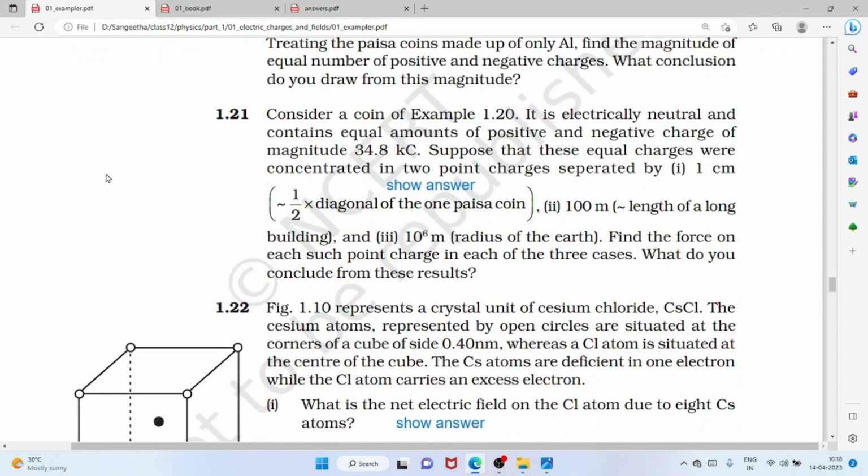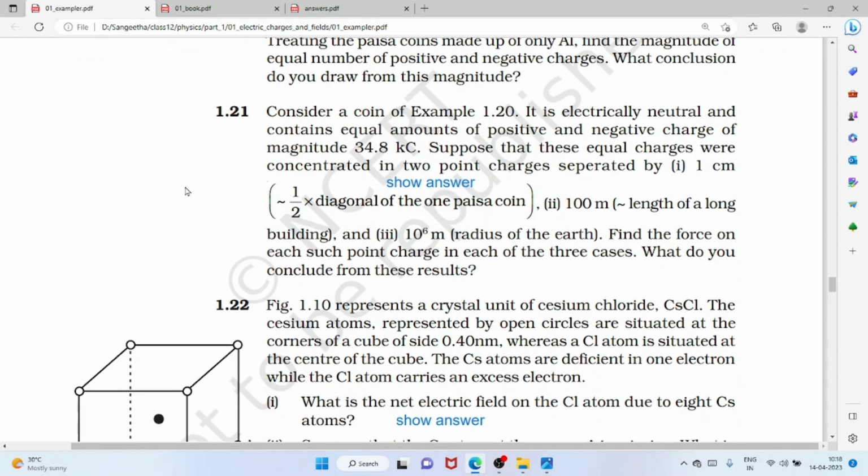Consider the coin of the example. Okay, it is electrically neutral and contains equal amounts of positive and negative charges of magnitude. Suppose that these equal charges were concentrated on two point charges, separated by this distance: first 1 centimeter, then 100 meters, then three times the radius. Find the force on each point charge in the three cases.